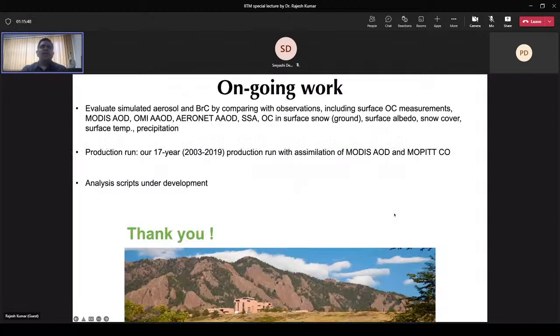So we are currently, as I said, evaluating the simulated aerosols and brown carbon by comparing with observations, including surface organic carbon measurements, MODIS AOD, OMI absorption optical depth, AERONET absorption optical depth, single scattering albedo, OC in surface snow, surface albedo, snow cover, surface temperature and precipitation. The production run is ongoing, and we have completed almost 6 years of run so far, and analysis scripts are under development.